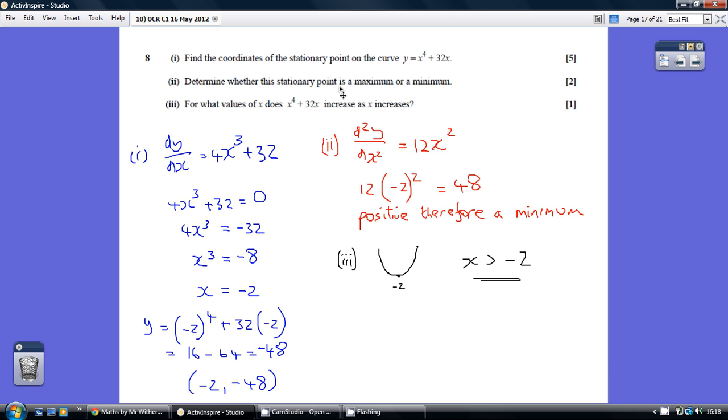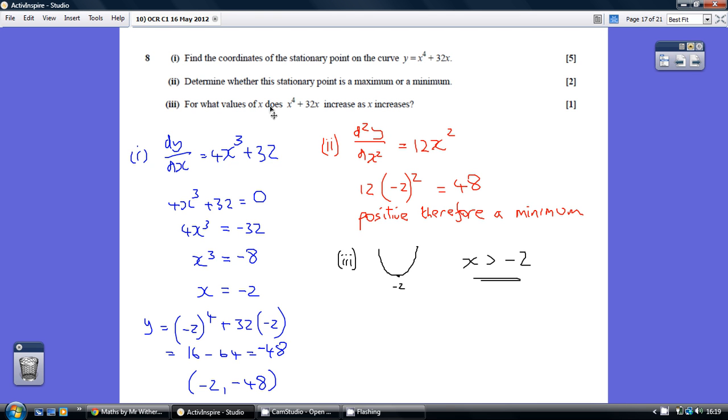Now, to determine whether this stationary point is a maximum or a minimum, we differentiate again. We find the second differential, so we differentiate this. So again, we multiply by the current power and reduce the power by 1, giving us 12x squared. Now we're trying to work out whether it's a maximum or a minimum when x equals minus 2. So substituting minus 2 in here, minus 2 squared is plus 4, so 48. Because d2y/dx squared is positive, it is therefore a minimum point.